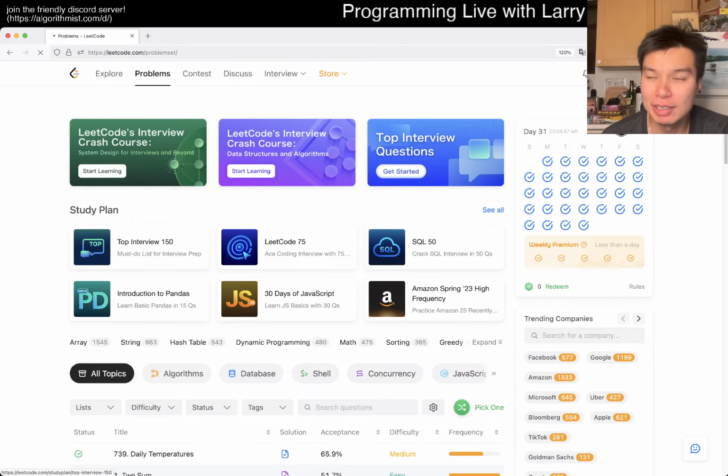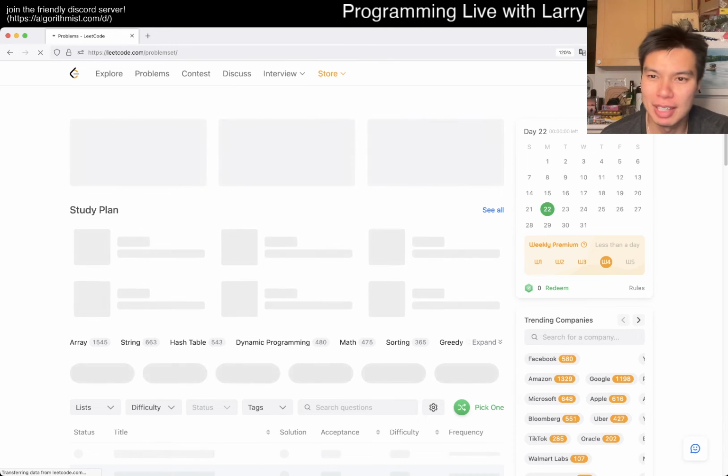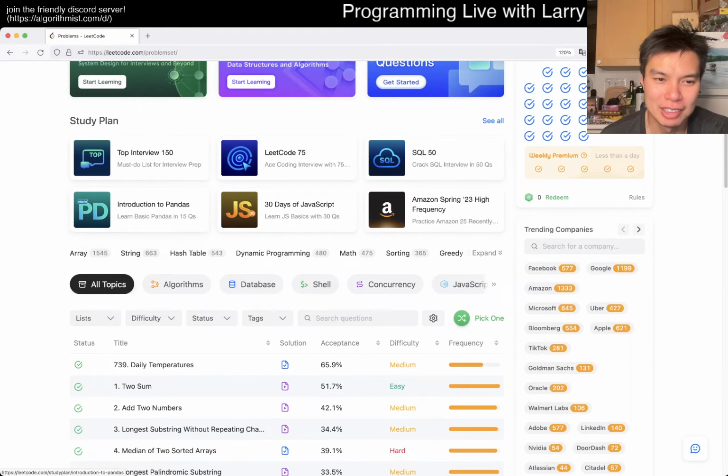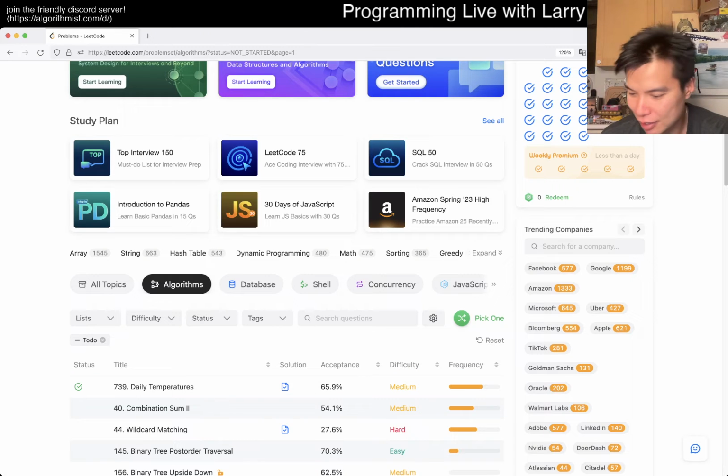This is me trying to do an extra problem after the daily problem, because I've done enough of the daily problems. So let's take a look at one that I haven't done yet. Computer taking a long time to load. Okay, let's do an RNG one.